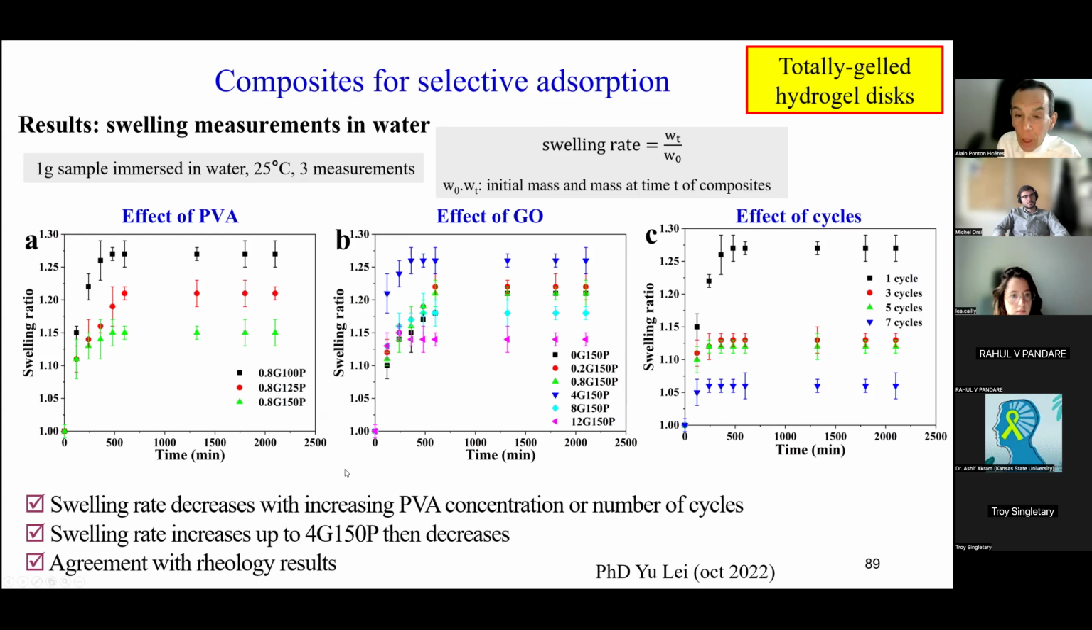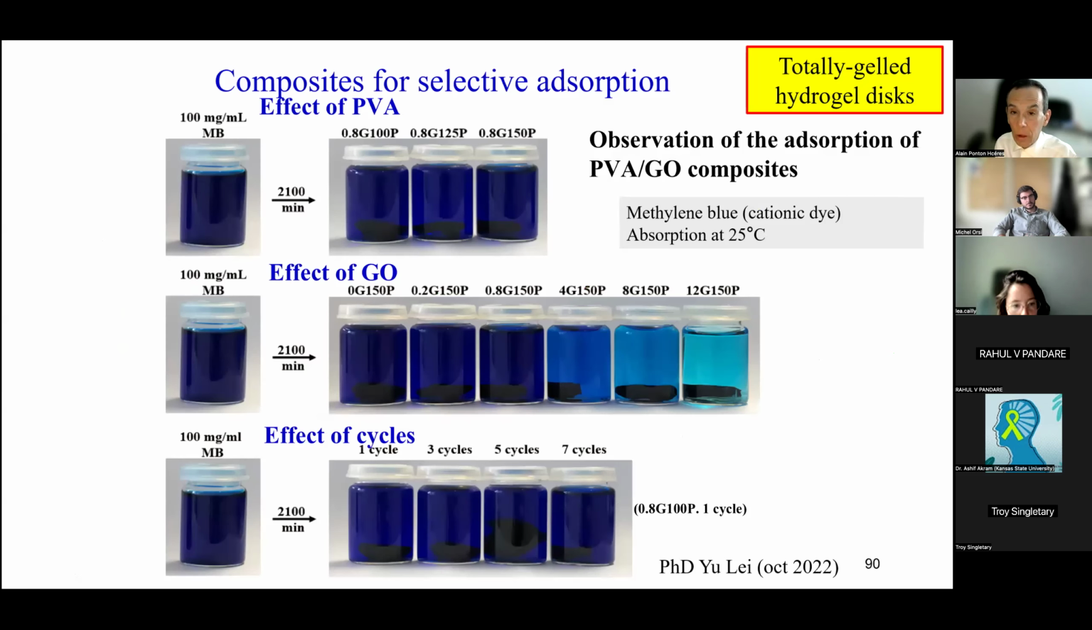And finally, we use this composite for selective absorption. And for this, we investigate absorption of a dye. In the first step, this dye was chosen as a model pollutant, but it corresponds also to polluted water, for example, water used for the textile industry. If you want to depollute the water used in the textile industry, you have a lot of dyes to remove.